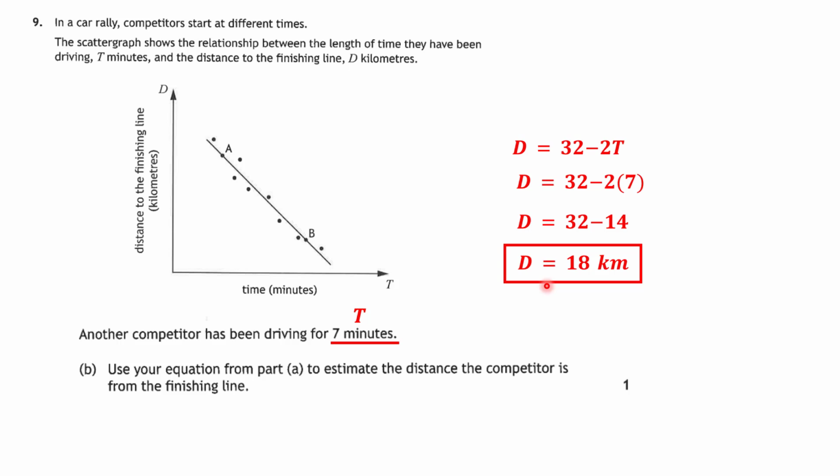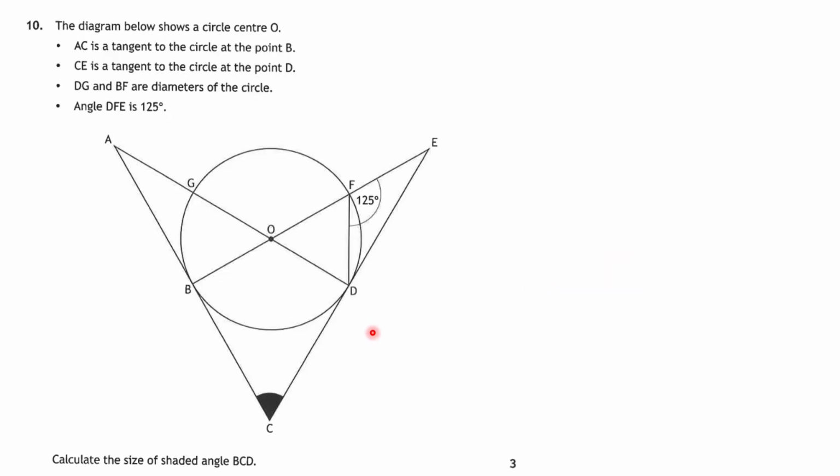Okay, question 10. Now this question shows a circle centre O. AC is a tangent, there it is there, and CE is also a tangent. We've got 2 tangents touching at B and D respectively, and we've given this angle here is 125. I want to calculate this angle down here.